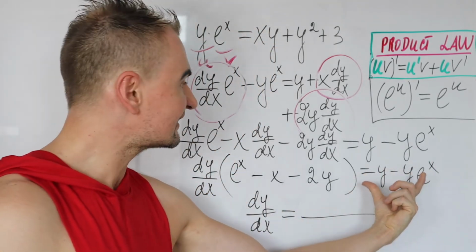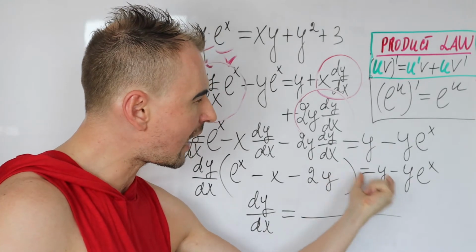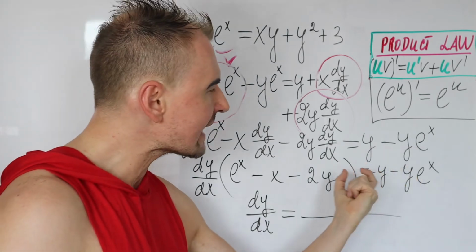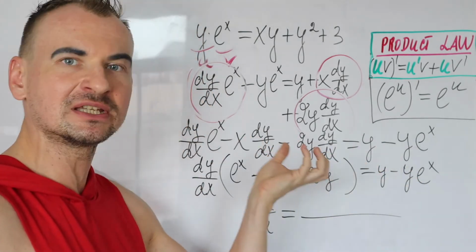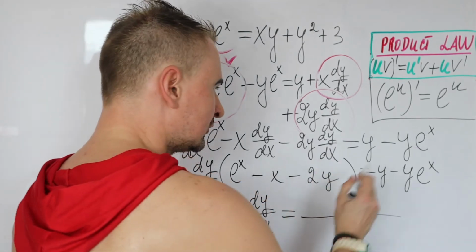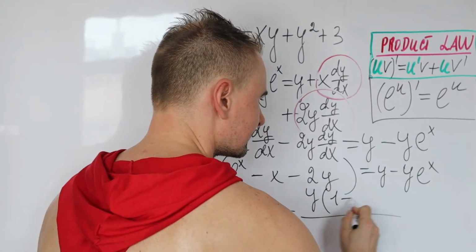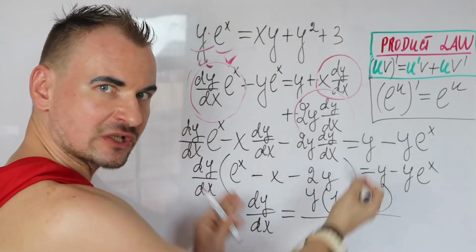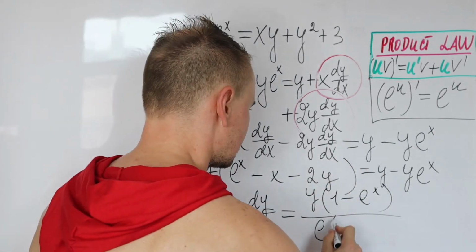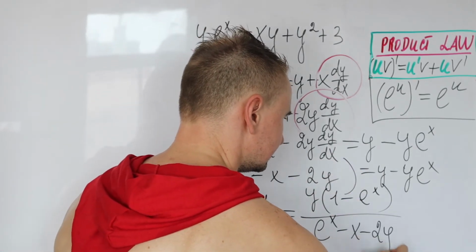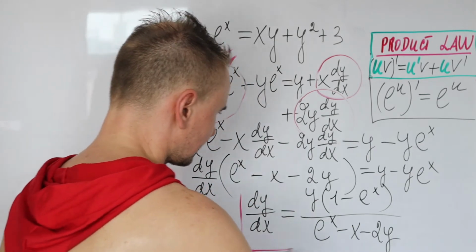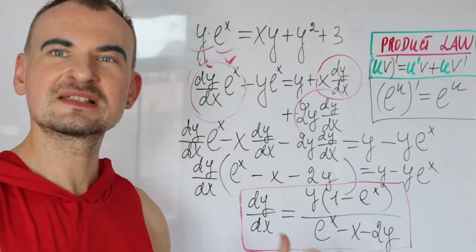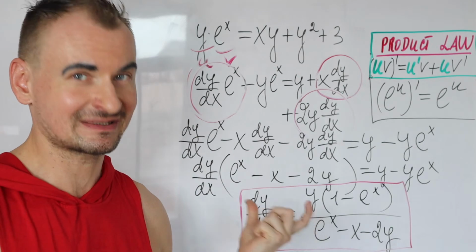Look at this side. You have something like y minus y times e to the x. So y is attached to both terms. We can pull it out. We can snag it out. So your top becomes just y times the parenthesis, and you divide by this whole parenthesis. I told you, this is your special meal.